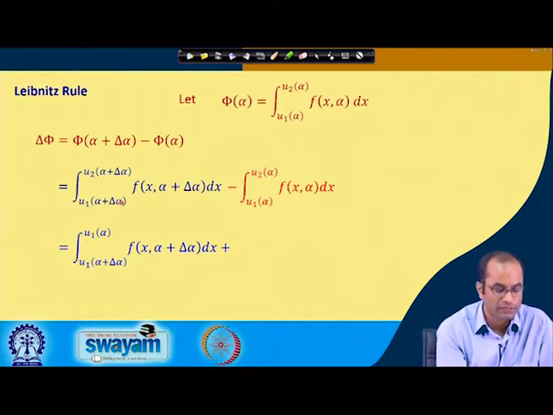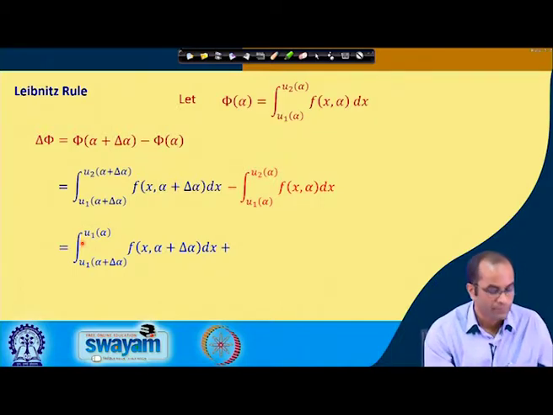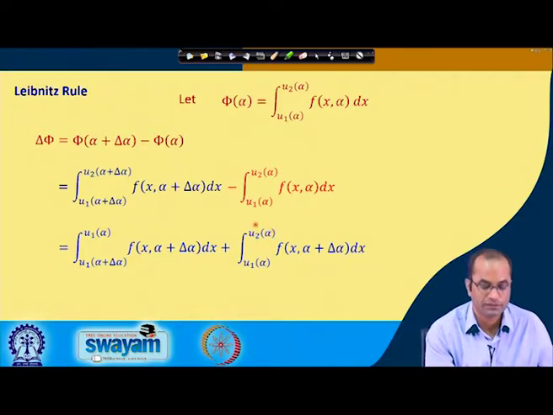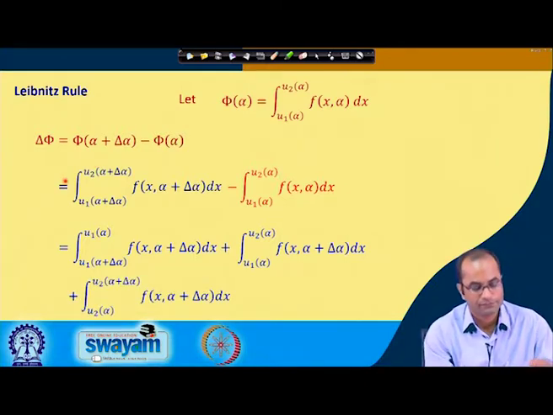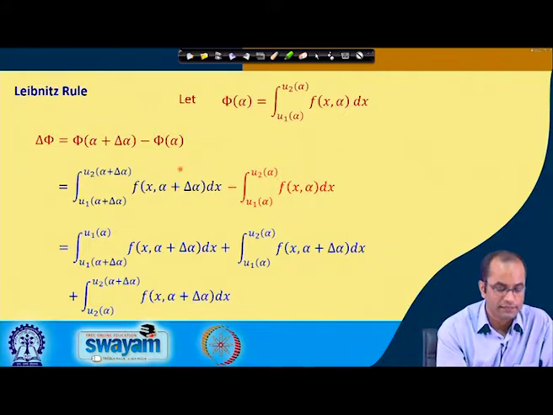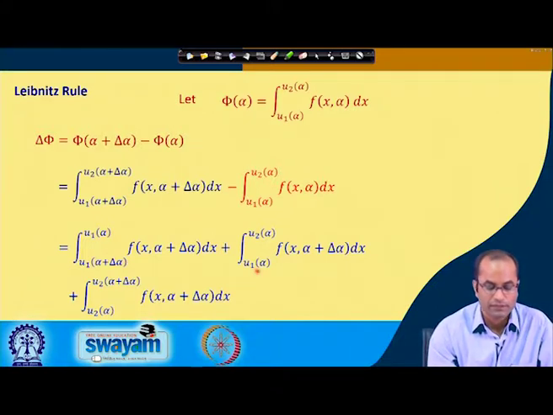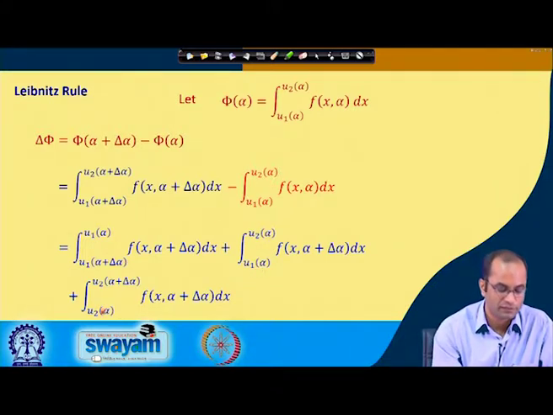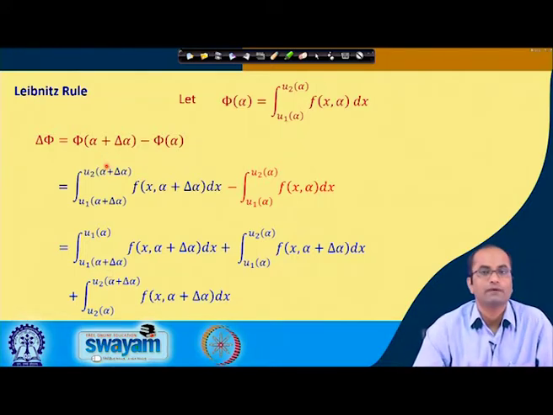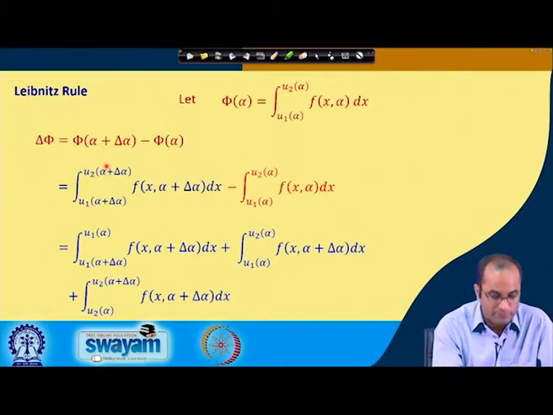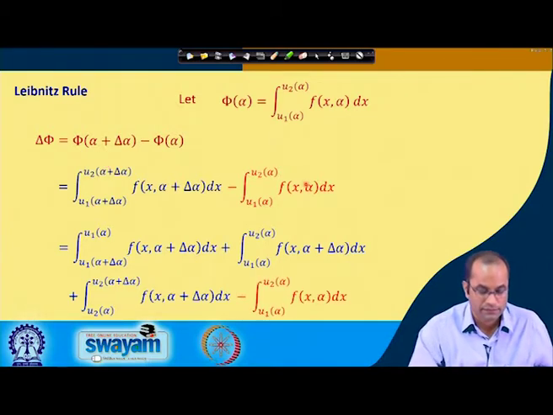So, u 1 alpha plus delta alpha to this number u 1 alpha, plus then u 1 alpha to u 2 alpha, and then from u 2 alpha to the end of the limit. So, we have taken this integral as a sum of these three integrals: u 1 alpha plus delta alpha to u 1 alpha, then u 1 alpha to u 2 alpha, and then u 2 alpha to the end limit u 2 alpha plus delta alpha. So, that is a property of the limit. We can take many intermediate points and break the integral into several integrals. Then we have here minus exactly that term.